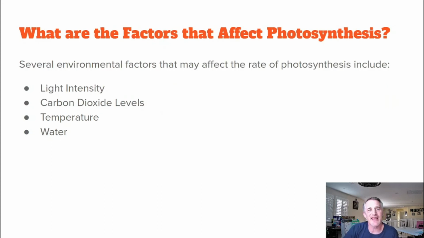Now, there's several key environmental factors that can affect the rate of photosynthesis, and this is going to help you with some of the assignments in Canvas. Light intensity can affect it. Carbon dioxide levels can affect it. Temperature, the amount of water available can affect it. So let's look at a few of these real quick, and we'll compare it to a couple of graphs.